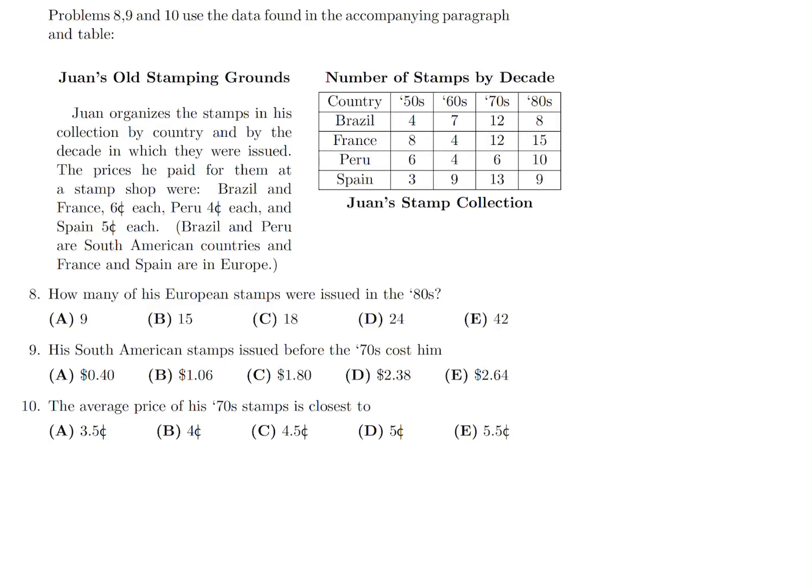Okay, first question. How many of his European stamps were issued in the 80s? So here's the 1980s. And which countries are in Europe? France and Spain. So you add those up, 15 and 9, which is 24. So therefore 8, the answer is D.